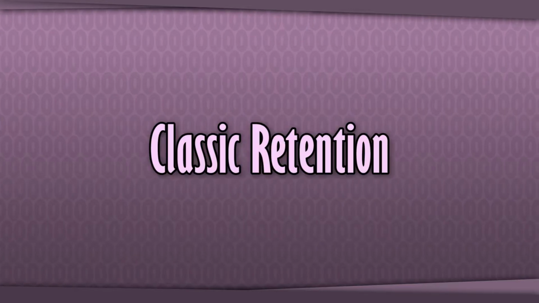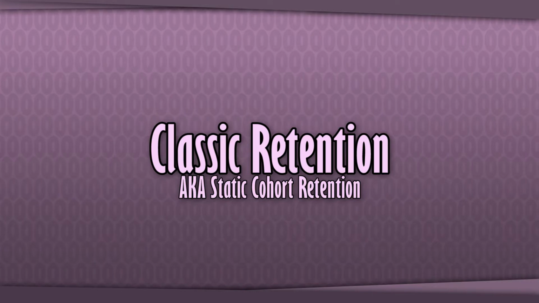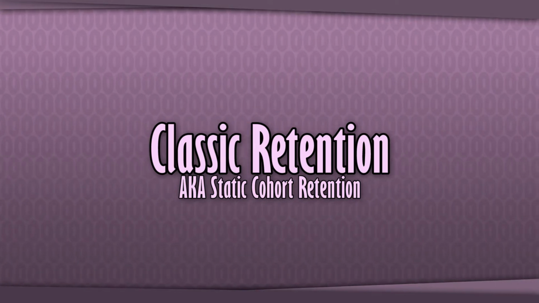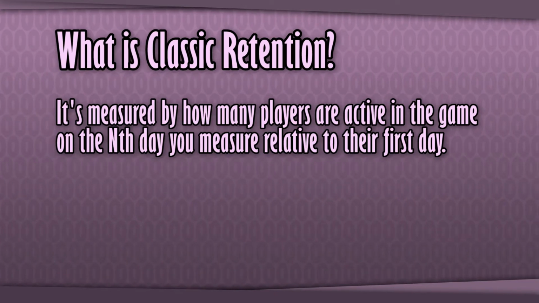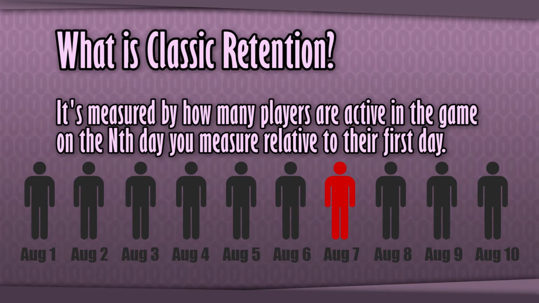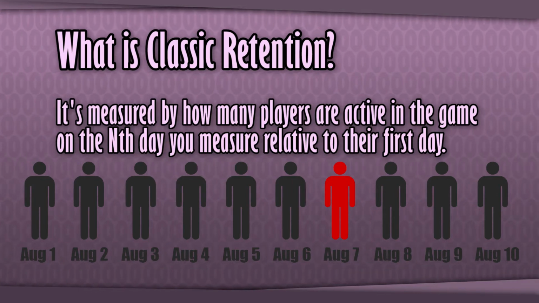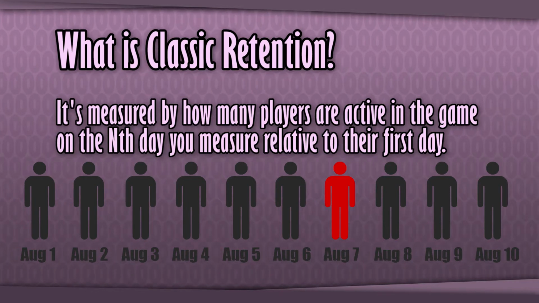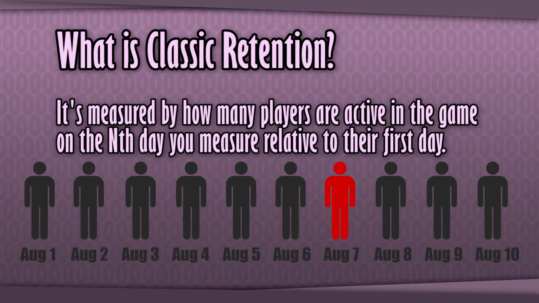Next up is classic retention, also known as static cohort retention, the most commonly used metric to determine actual game performance on a regularly updating basis. It grabs only cross-sections of players by checking for specific milestones. It's measured by how many players are active in the game on the 3rd day, 7th day, 14th day, or whatever nth day you're measuring relative to their first day of install. So if you're measuring day 28 retention, then you're measuring every player that first logged in 28 days ago and seeing if they're still playing today.